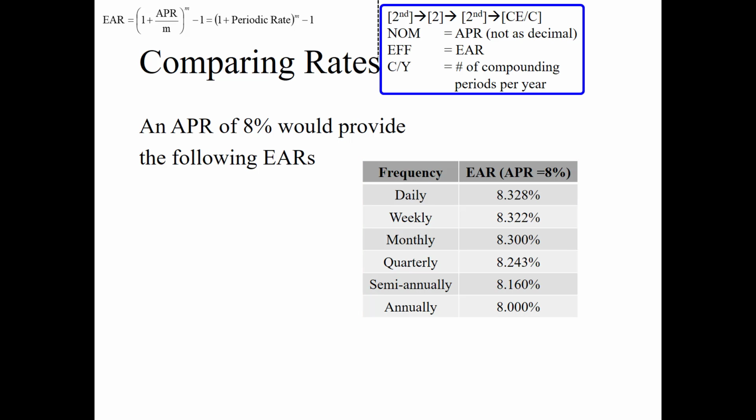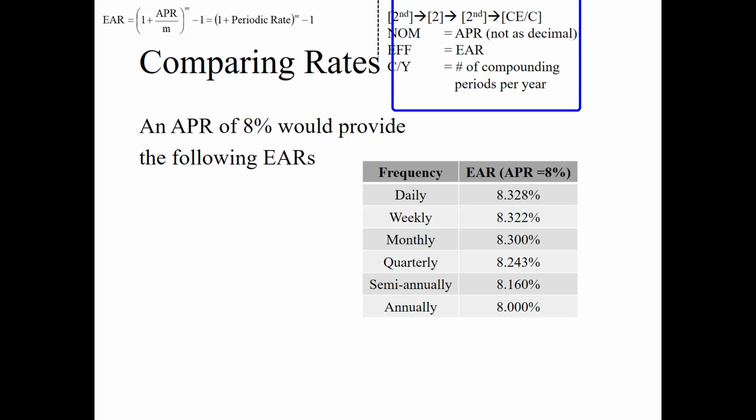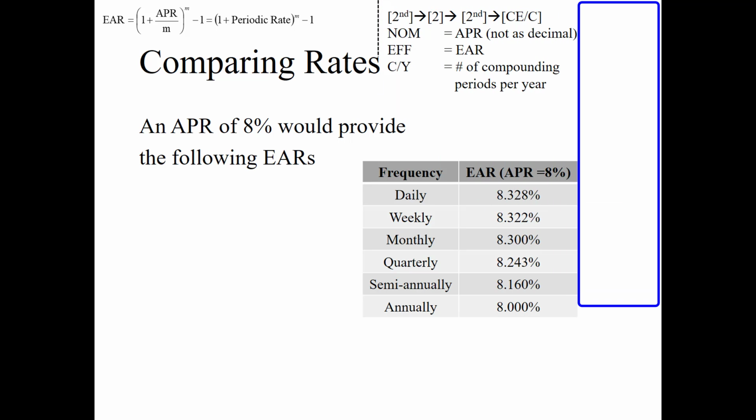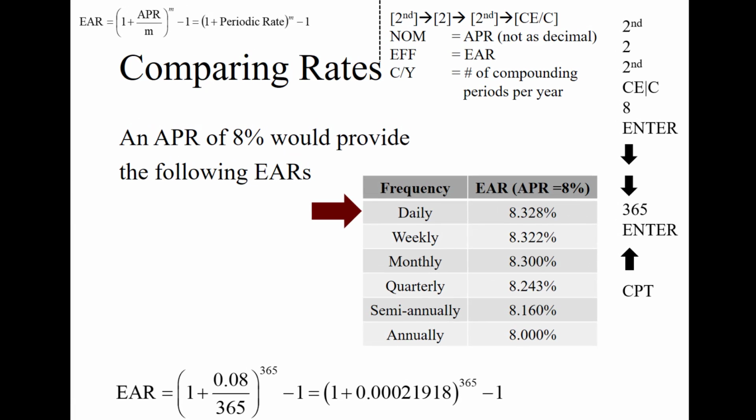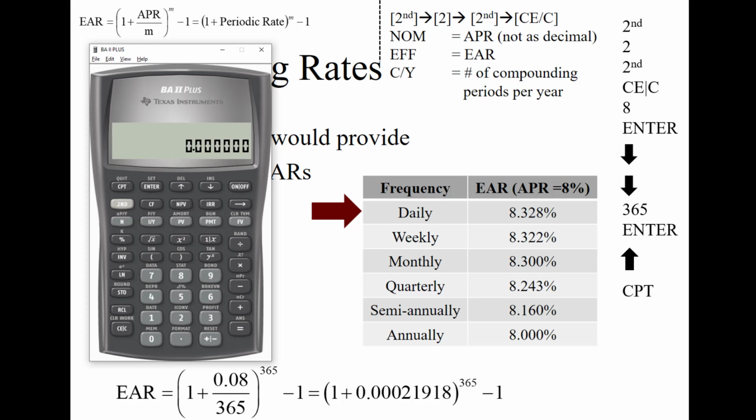On the top right, you'll see the beginning of the method in order to calculate our effective annual rate using our BA2+. And on the right side, you'll see all of the steps that we're going to take on our financial calculator. Again, this assumes an APR of 8%. Here you see our BA2+, and if you're working through this method on a BA2+, this is the process.